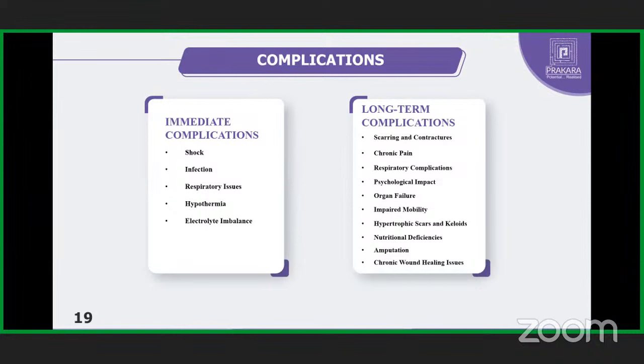Respiratory issues. Yes, this is seen in inhalation injuries, which I've told you about, where there is an injury to your outer respiratory tract and inner respiratory tract. What happens is there is difficulty in respiration. The patient collapses. There you need to secure an airway. That is the respiratory issue.